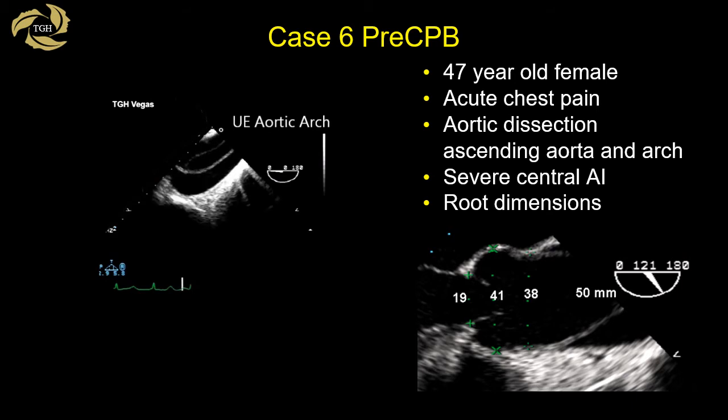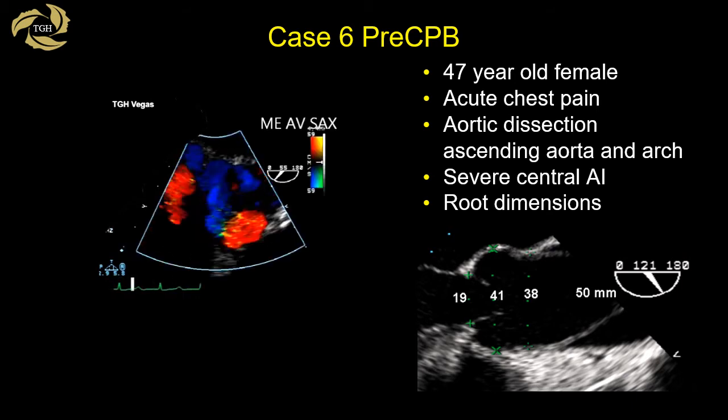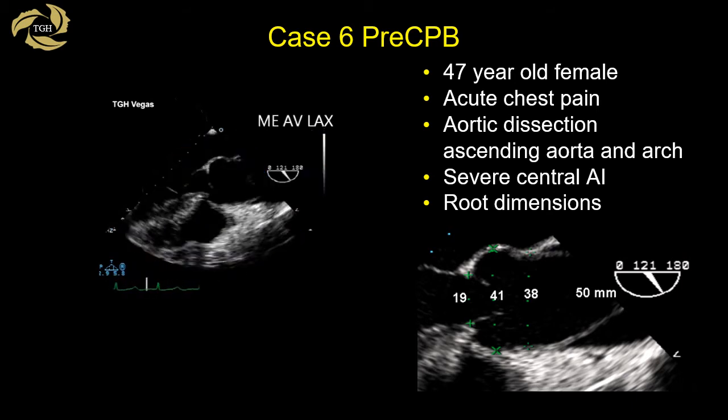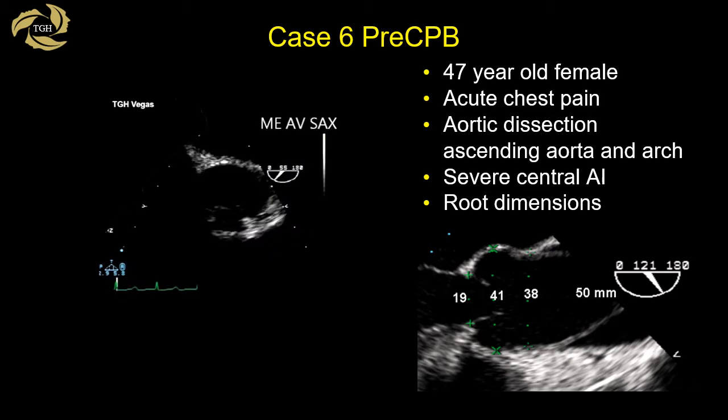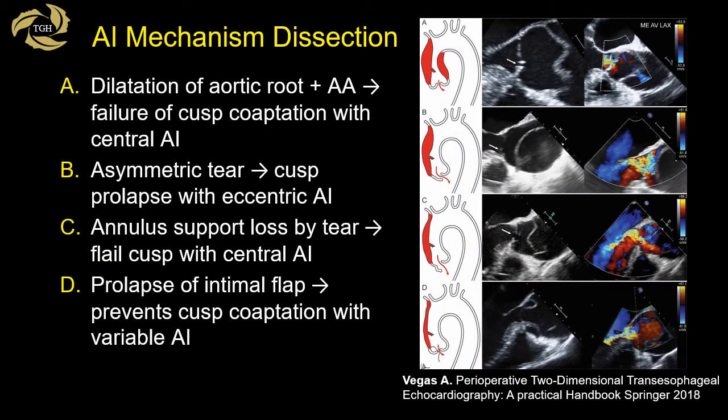The root dimensions show dilatation of the sinuses, sinotubular junction, and ascending aorta. AI in the setting of dissection can result from different mechanisms, as those outlined here. A indicates the intimal tear dilates the aortic root and aortic valve annulus, causing failure of adequate cusp coaptation and central aortic insufficiency.